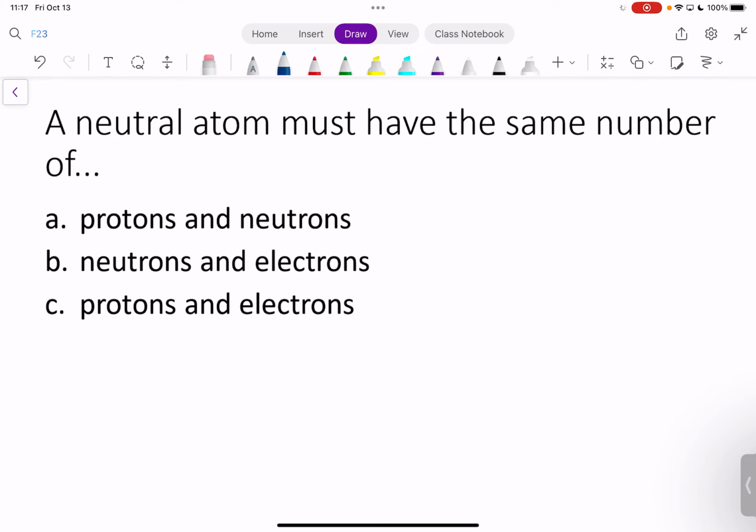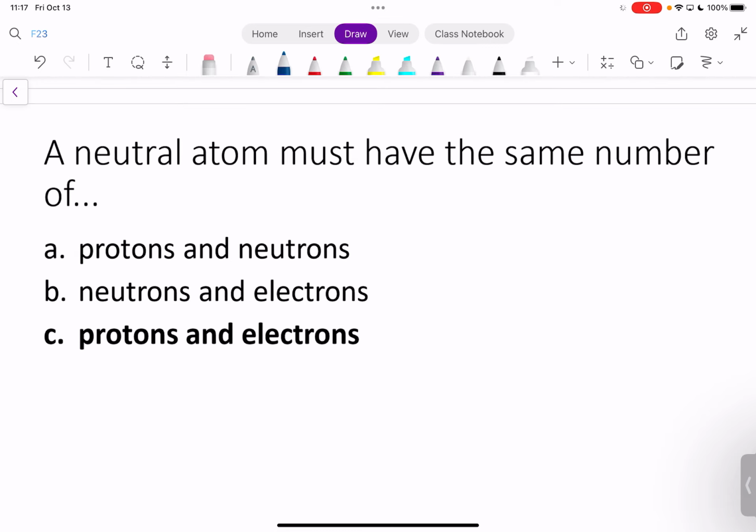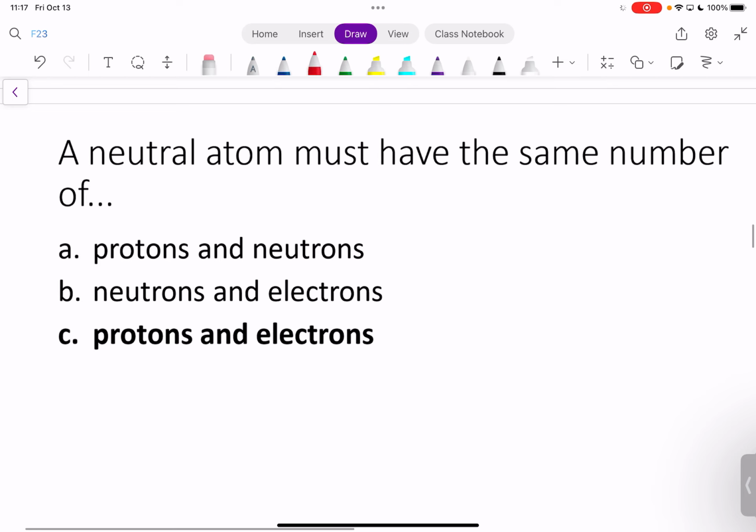All right, a neutral atom must have the same number of what? Protons and neutrons, neutrons and electrons, or protons and electrons? Protons and electrons, C, yes. If protons are positively charged, and electrons are negatively charged, neutrons don't have any charge, right? They're just neutral. So if you have pluses and minuses, you've got to have those canceling out in order to get your atom to be neutral.